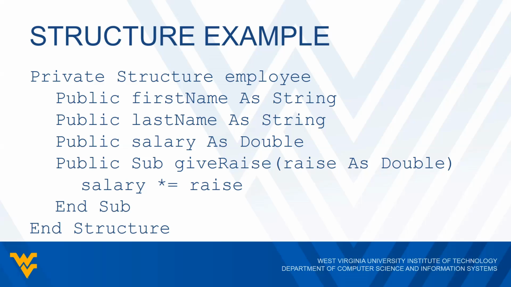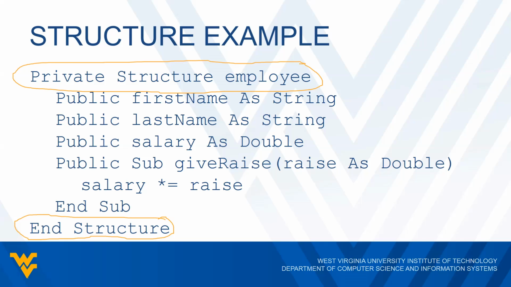Here is an example of a structure in Visual Basic. So we see at the very top up here, we have private structure employee. That tells us that employee is going to be the name of our structure. So think of this as the name of our new data type. And then down here we have end structure, so we know this is the end of declaring our structure. And then everything in between would be the elements of the structure. So that means we would have variable declarations, we would have subs defined in here as well.